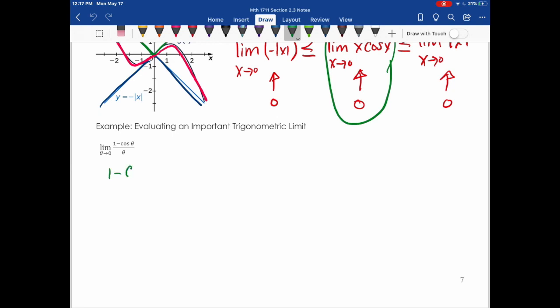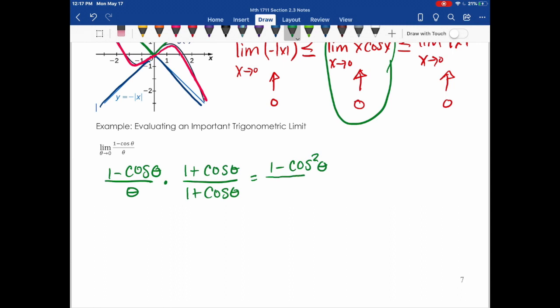So I'm going to rewrite the expression 1 minus cosine theta over theta by multiplying by the conjugate on the top and the bottom. So I'm going to multiply by 1 plus cosine theta on the top and the bottom. When I distribute the numerators, I take 1 minus cosine theta times 1 plus cosine theta. Remember, the middle terms disappear, and that's the trick to the conjugates. So I'm going to get 1 minus cosine squared theta, all over theta times 1 plus cosine theta.